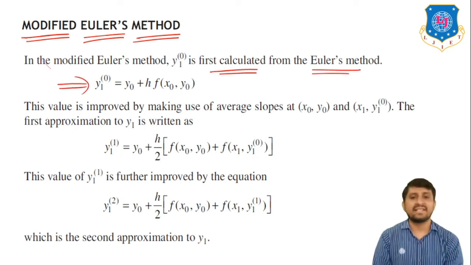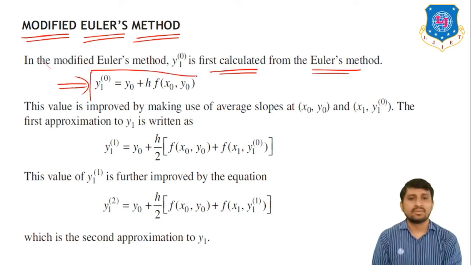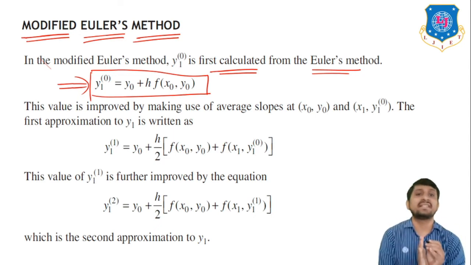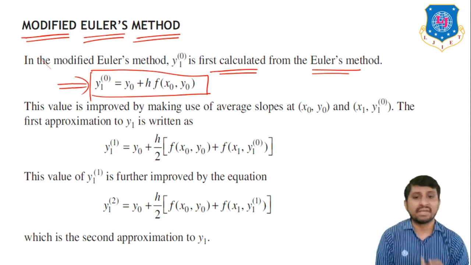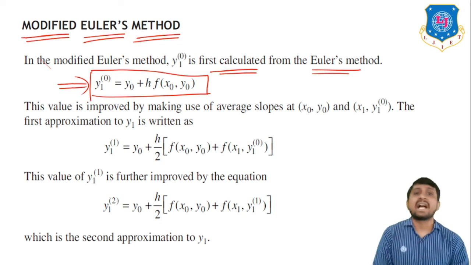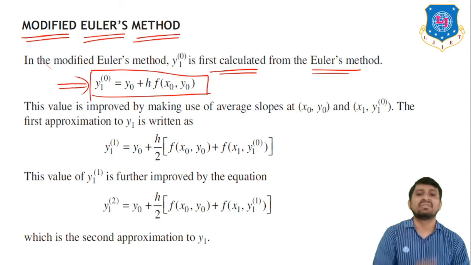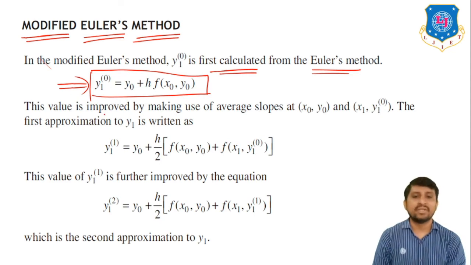This is exactly our y1, that is y0 plus h f of x0 y0. So that is my first approximation of y1. Now again I want a very accurate value of y1, so this value is improved by making use of the average slope.